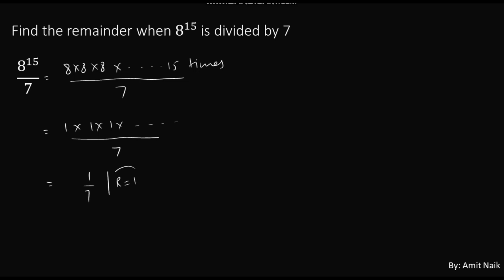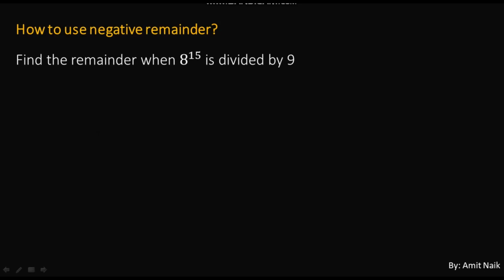Now those who have seen the first video will clearly understand this, because the numerator is smaller than the denominator, so the remainder will be the numerator itself, which is 1 here. Very simple question it was, but this is not the simple type of question that we always come across. We will see the different types here. Okay, before moving ahead again, as I told you, we will be learning how to use the negative remainders. Fine. So the question is divide 8 to the power 15 by 9 and find the remainder.